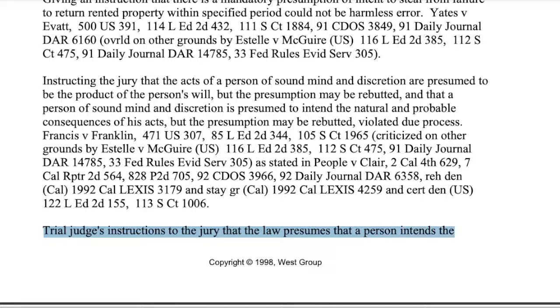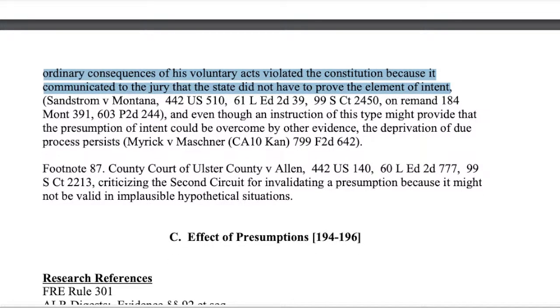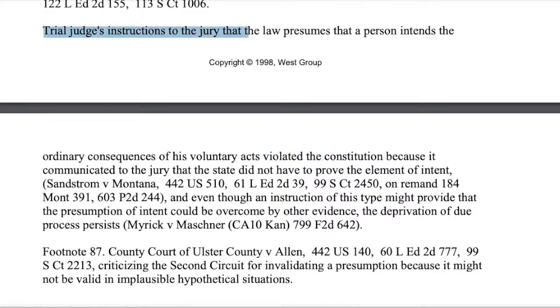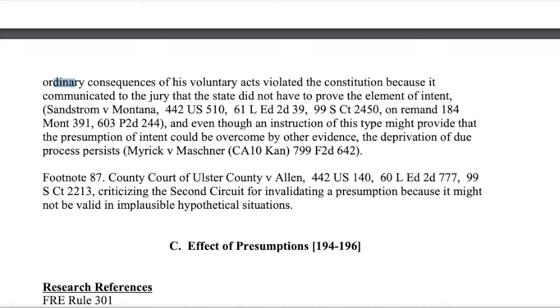Trial judge's instruction to the jury that the law presumes that a person intends the ordinary consequence of his voluntary acts violated the Constitution because it communicated to the jury that the state did not have to prove the element of intent. Wow. Even though an instruction of this type might provide that the presumption of intent could be overcome by other evidence, the deprivation of due process persists. So it's not just about the presumption being overcome by other evidence, it's the deprivation of due process. And that's why we're talking about the constitutionality here, because that's where most of this falls under, is due process, as we read.